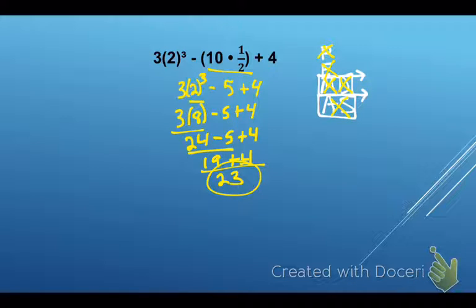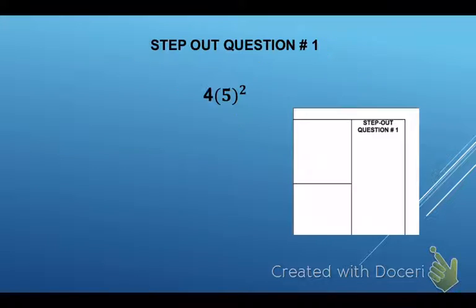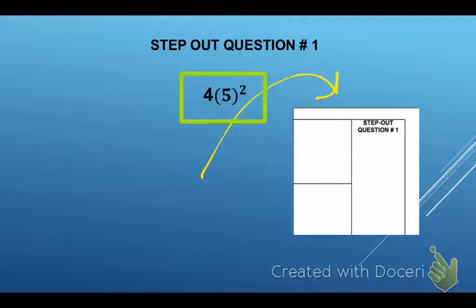We're going to move on to our first step-out question. On your paper, you will see this little guy on the right of your paper. During step-out question number 1, we need you to answer the following question. What is 4 times 5 squared? This one in particular is a commonly missed error. Okay? Please do that now.